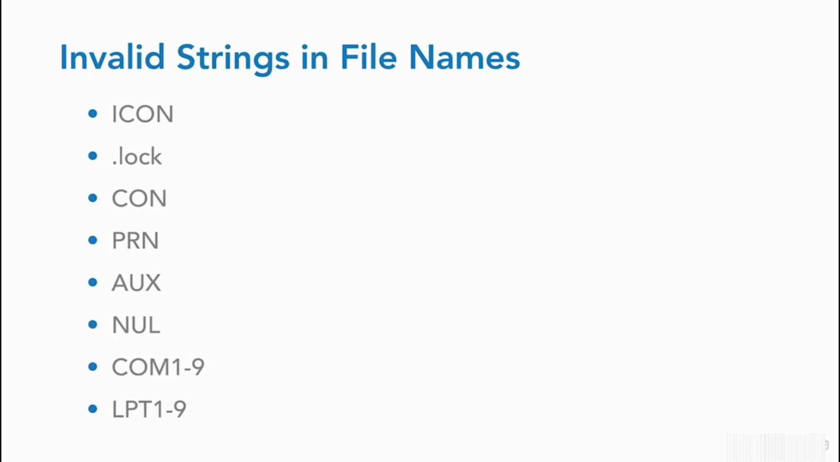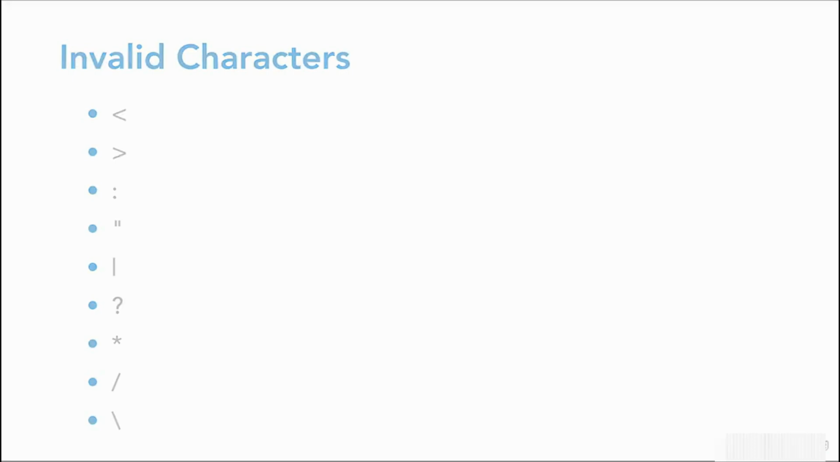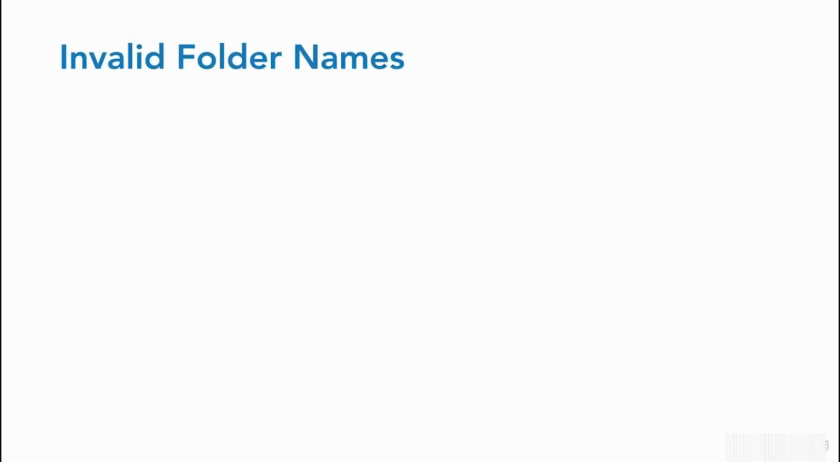In addition, you cannot have any of the following characters in your file or folder names: the greater than or less than signs, a colon, quotes, the pipe, a question mark, an asterisk, or either slash. In addition to the invalid characters for folder names, you also cannot have a folder name with _t in it, or _w, as well as the word forms.